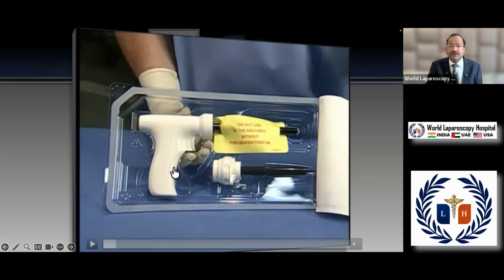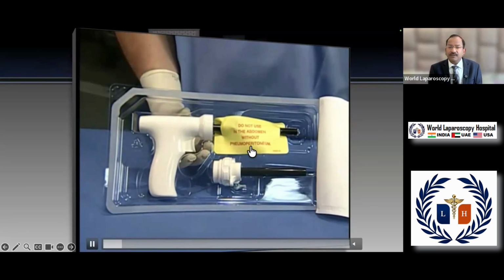And even if you are using the optical trocar, first you create pneumoperitoneum. It is written strictly, the company is putting this chit inside, that do not use in the abdomen without pneumoperitoneum. So how to do?